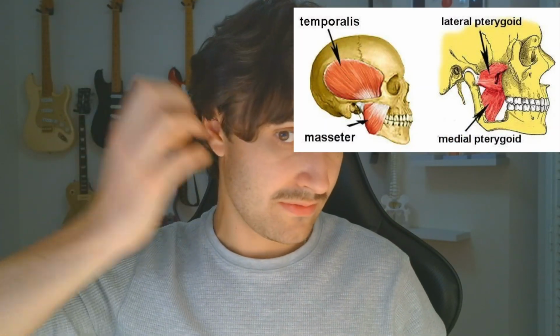The 3rd branch, so cranial nerve 5-3, or the mandibular branch, supplies the muscles of mastication: the masseter, temporalis, and the lateral and medial pterygoids.